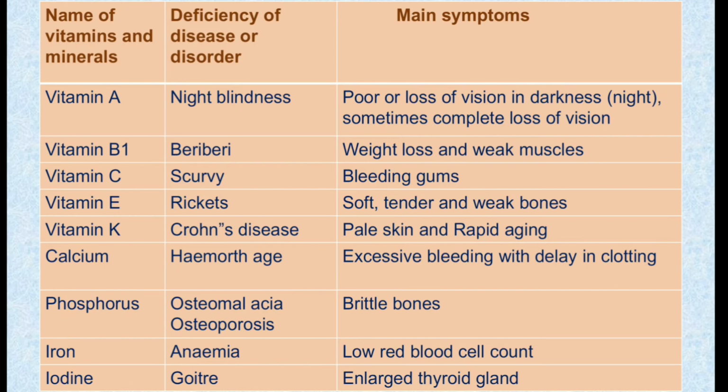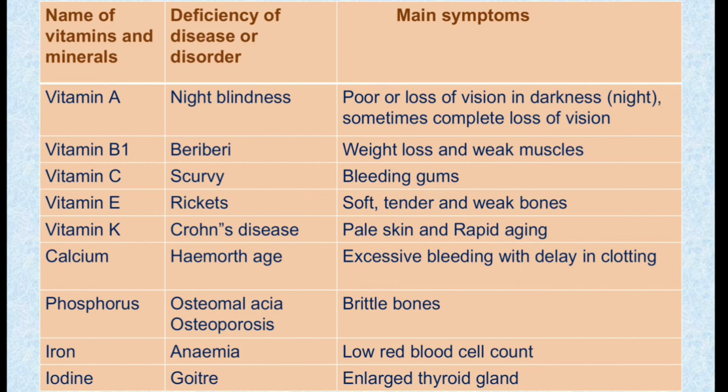Then we will talk about vitamin E. The body may lead to rickets, and what happens? The bones will become soft, tender, and weak. Means the bones will become very soft. If we do not take vitamin K rich food, it may lead to Crohn's disease. The skin will become pale or yellowish, and rapid aging. The aging process will be fast, will be rapid.